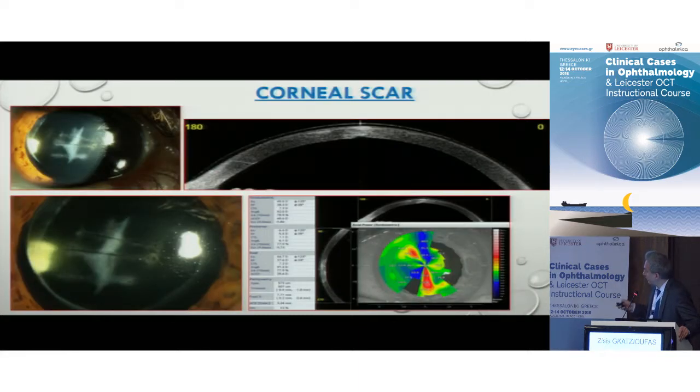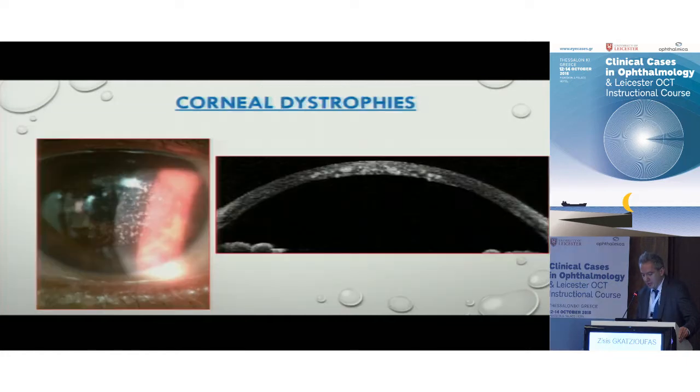Now, in corneal scar, it's also important to measure the depth of the scar. This is a patient with a perforating injury. And although on the slit lamp we might have some evidence that the scar is going deep to the predescemetic level, we have the evidence on the anterior segment OCT image so that we can adjust our treatment approach and decide on our surgery options.